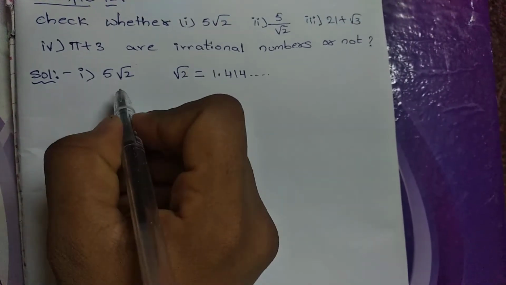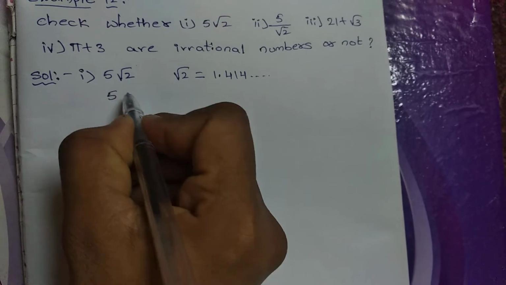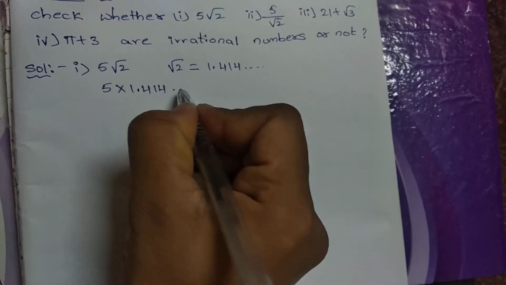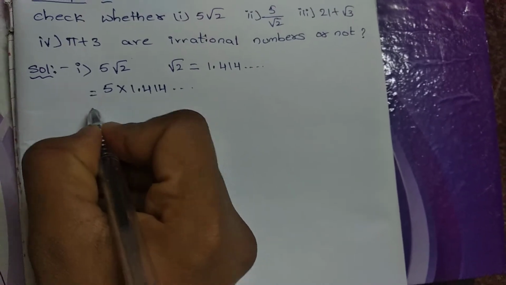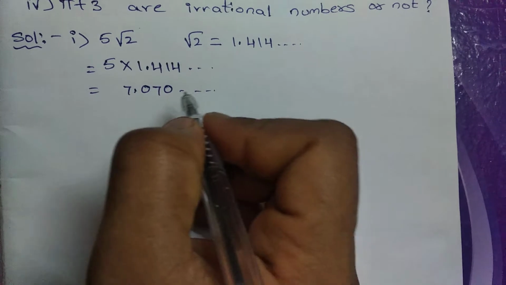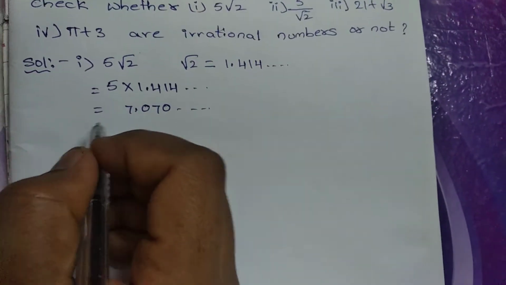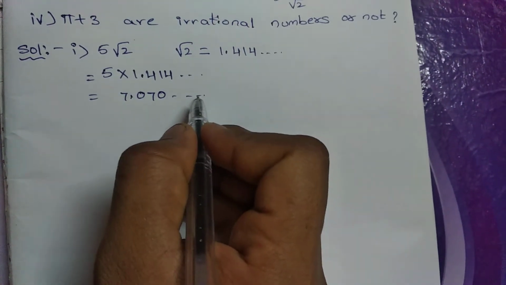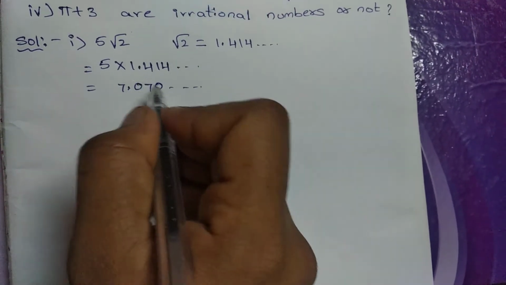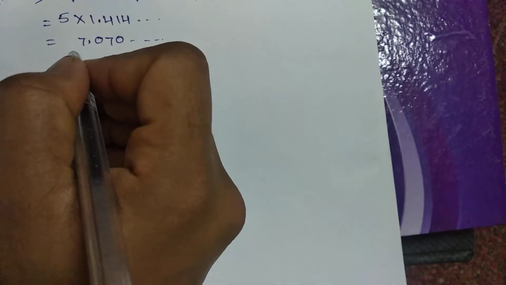Here you know the root 2 value. So 5 into that root 2 value, 1.414 and so on. If we multiply this, 7.070 like this it will come. And so on coming, 0707 like this coming. So it is a non-terminating decimal.